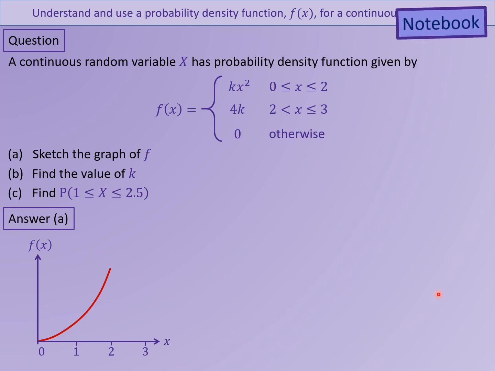We know that it's going to be positive because otherwise it wouldn't be a probability density function. So this is going from 0 to 2. We then know that for x from 2 to 3, the probability function is 4k. Because we know it's continuous, we know that it will continue on from the point that we had reached here. We can then label the points up the side using k, 2k, 3k and 4k.